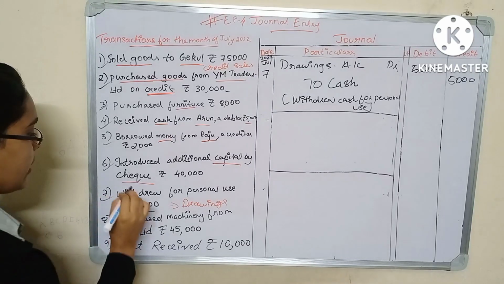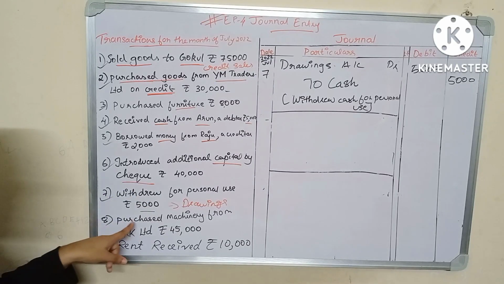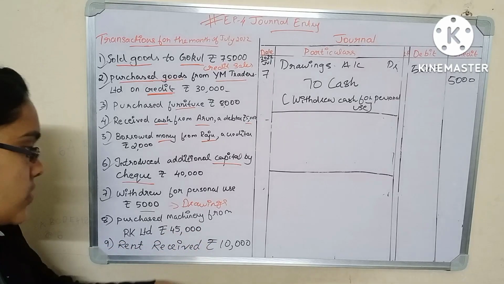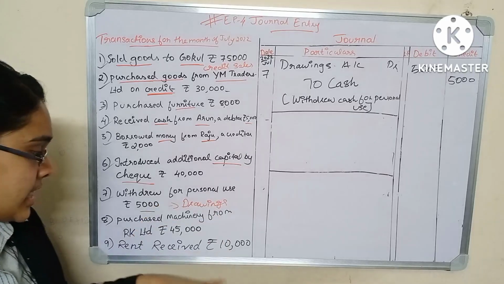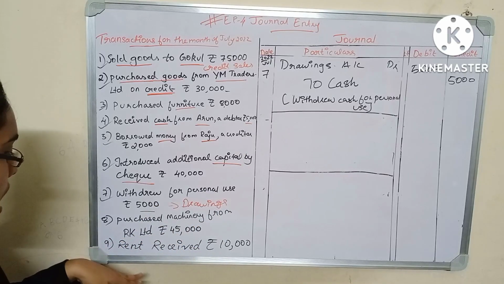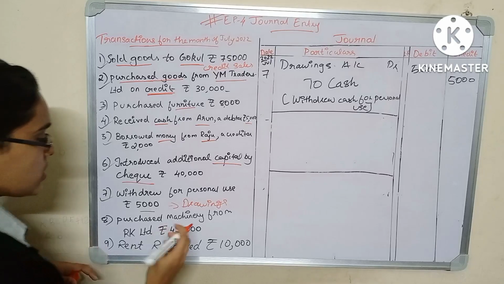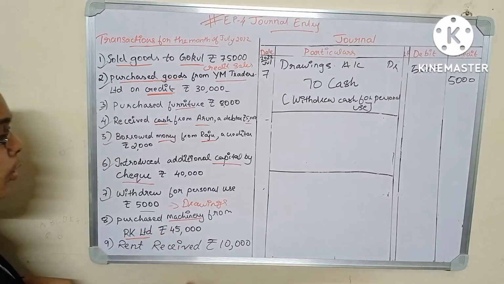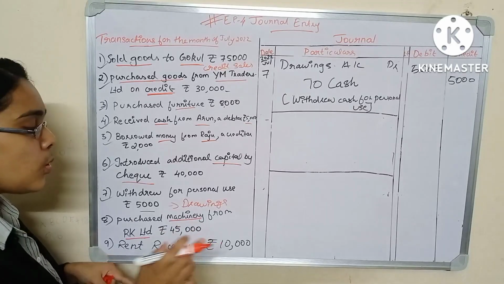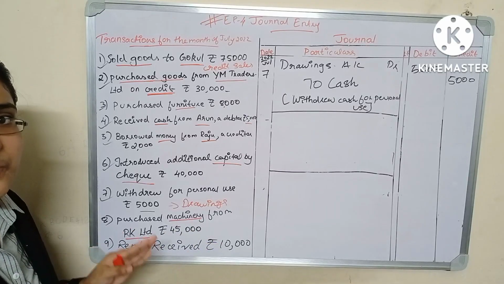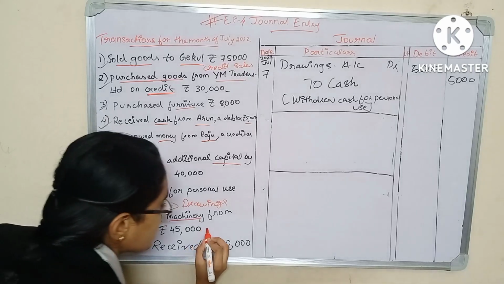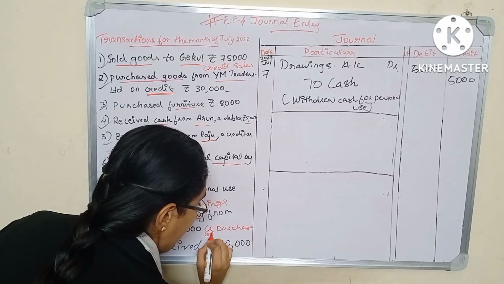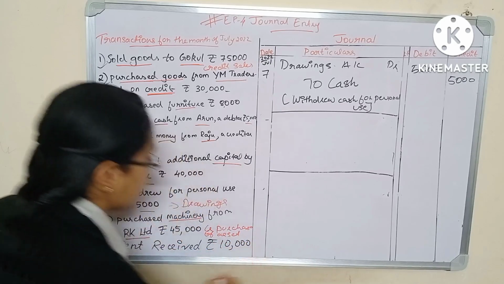Now we are done with the 7th entry. Now let us look at the 8th entry: purchased machinery from RK Limited, rupees 45,000. Again you are purchasing an asset, and you are purchasing it from RK Limited. So the accounts involved will be machinery and RK Limited. Here also there is no word cash mentioned, so you assume it as a credit purchase of machinery. You have made a credit purchase of an asset.